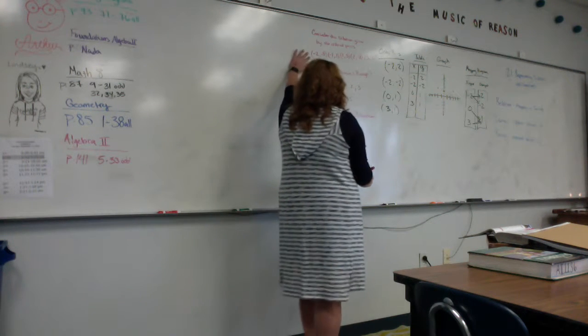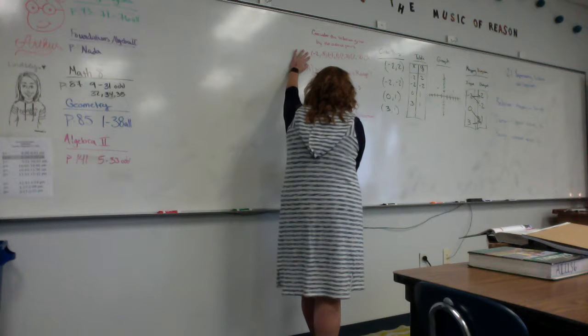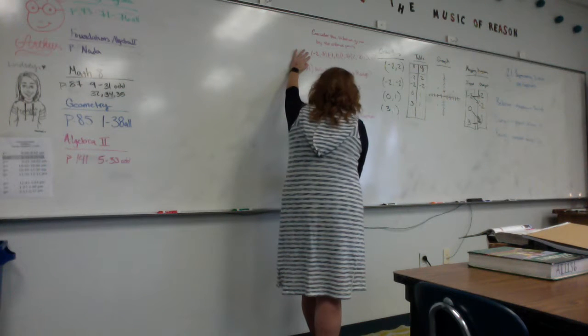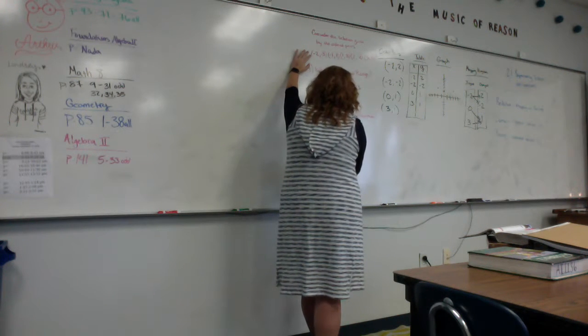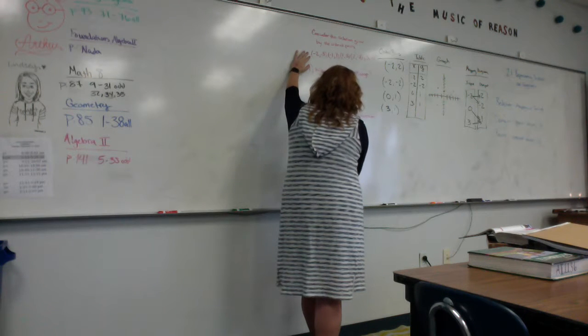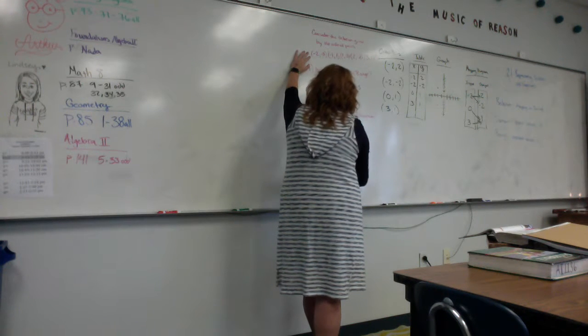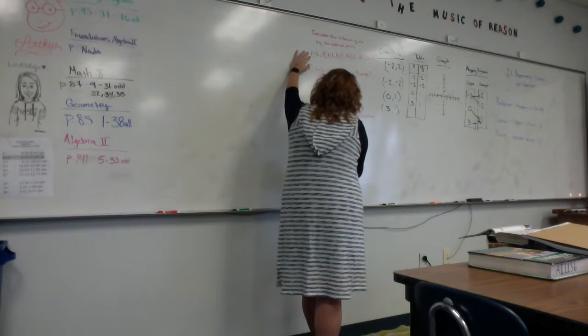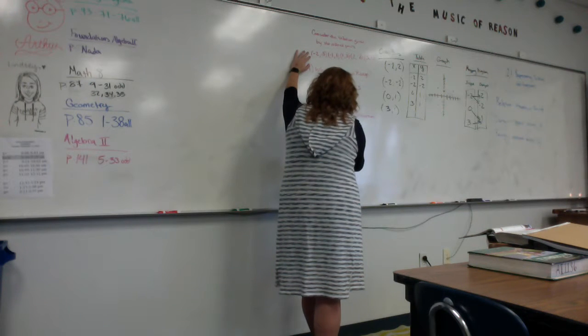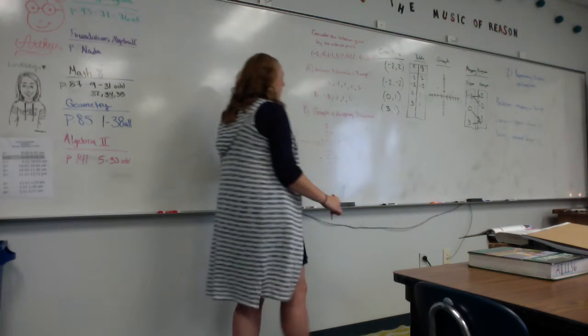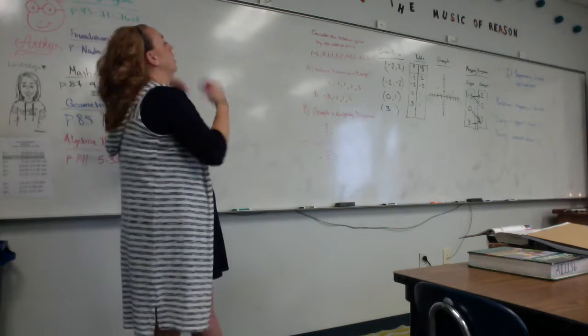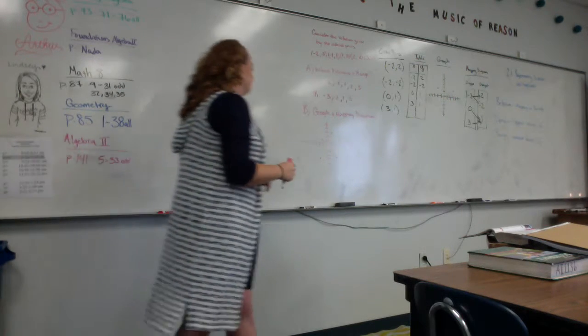I'm going to start by graphing (-2, -3). So I go to -2, I go down 3, I have a point. I'm going to graph (-1, 1), I put a point. I graph (1, 3), I put a point. I go to (2, -2), point, and (3, 1), point. So now I've graphed all of those relations, okay?